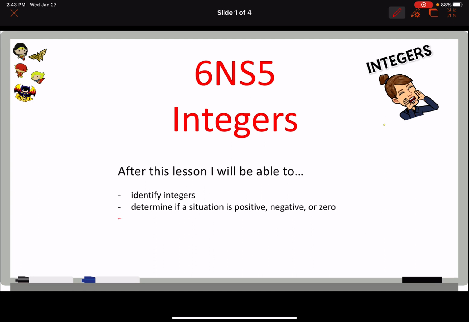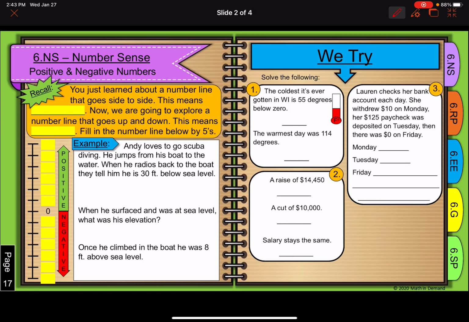And then we're also going to be able to compare and order integers. And we're even going to take that one step further and work it with rational numbers as well. All right, so here we go.